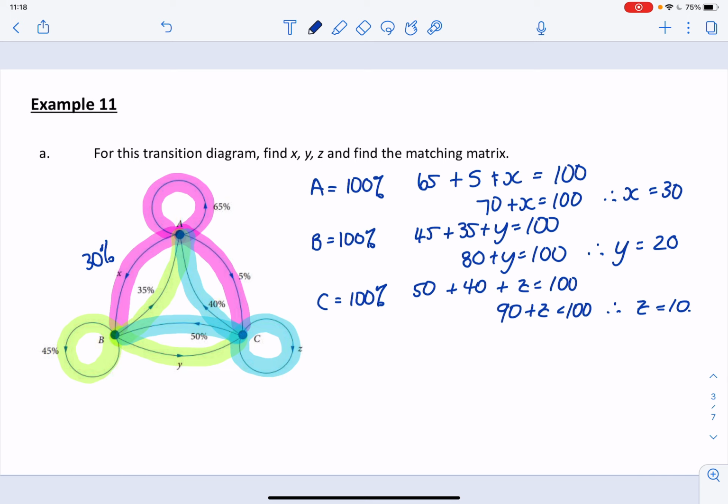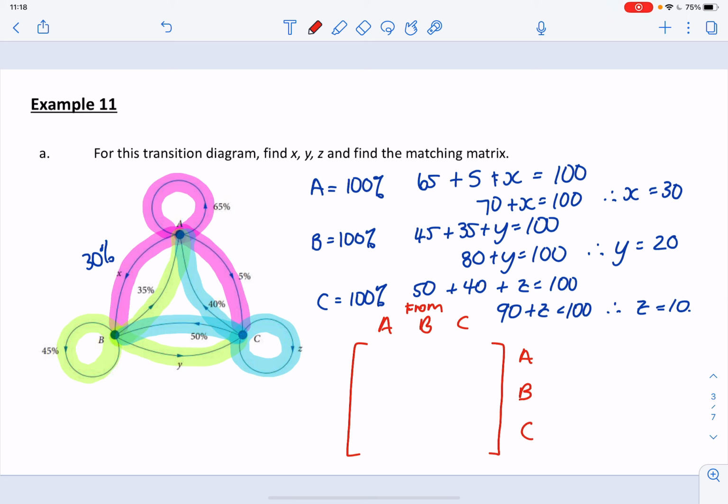Now putting this into a matrix. We're going A, B, C. We're starting up the top here at A, B, C, and A, B, C. You know what, I'm going to scratch that. I'm going to put these in a different colour so you can see the difference. Otherwise I've got way too much writing going on. A, B, C, and that's where they've gone from.